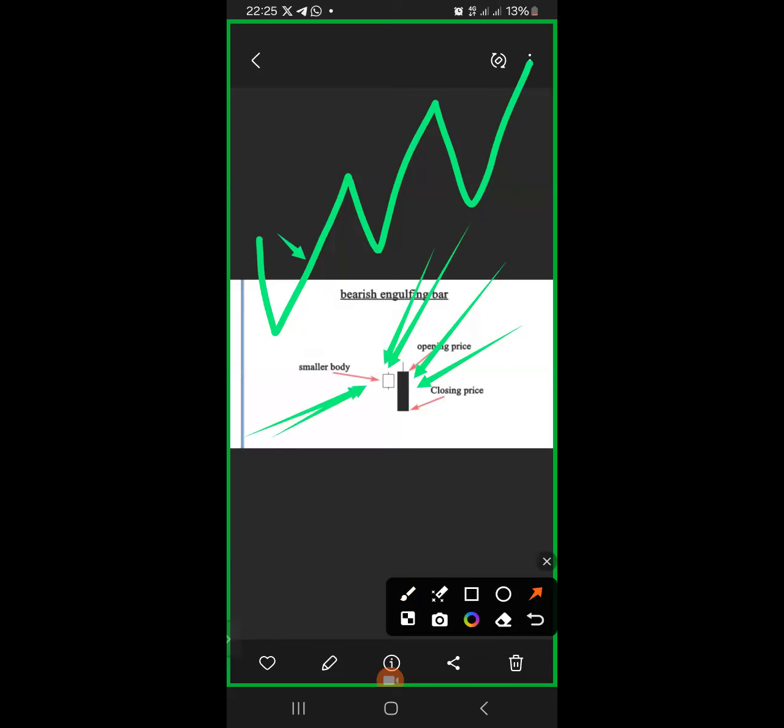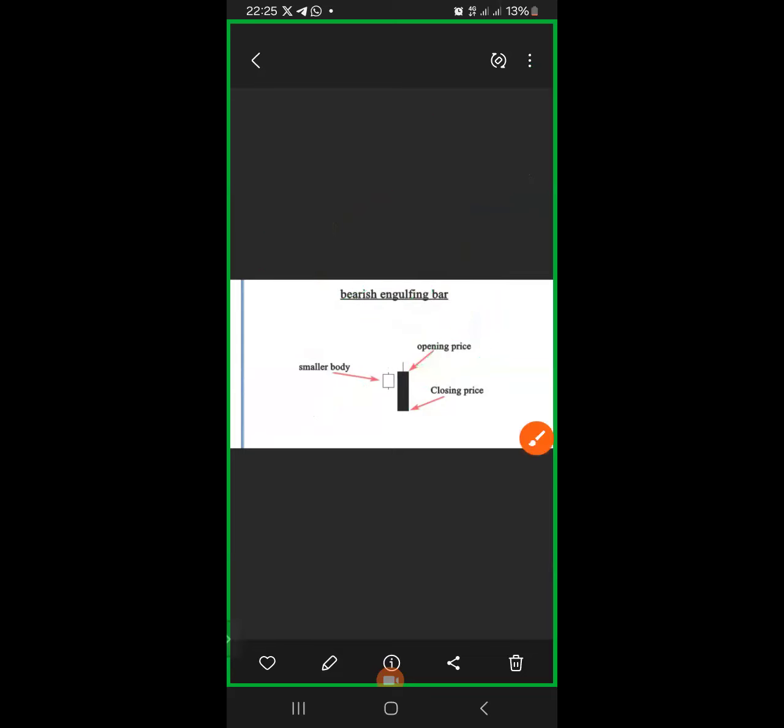meaning that buyers that were pushing the market up have now been completely engulfed and they have lost control of the market. They are no longer in control of the market. So the market is ready to reverse down. So this always occurs in the uptrend. The other one, which is bullish, occurs in the downtrend. This one occurs in an uptrend. And when you see it, just know that the market is ready to reverse to the downside. That is a bearish engulfing bar candlestick chart pattern.